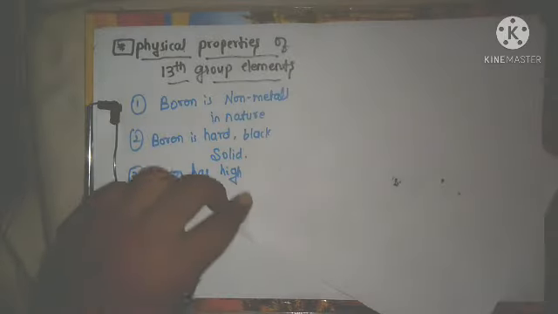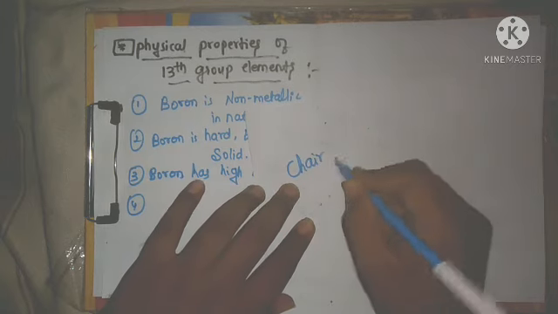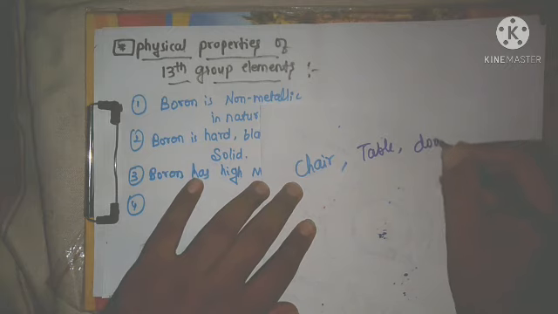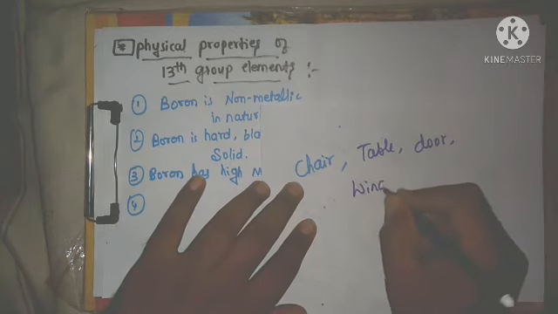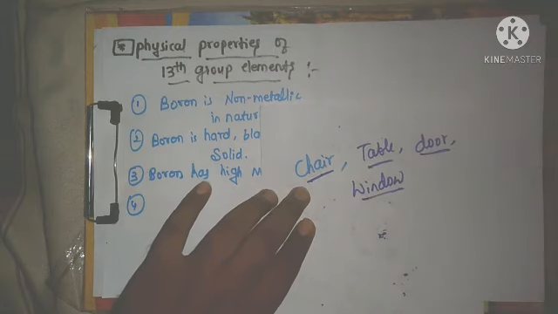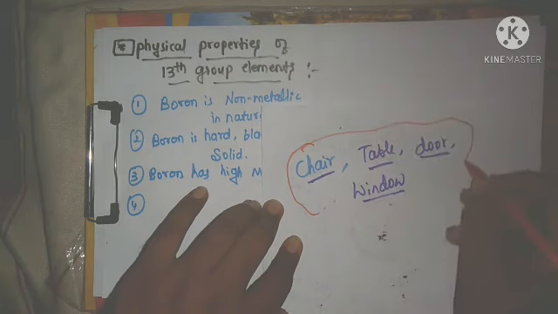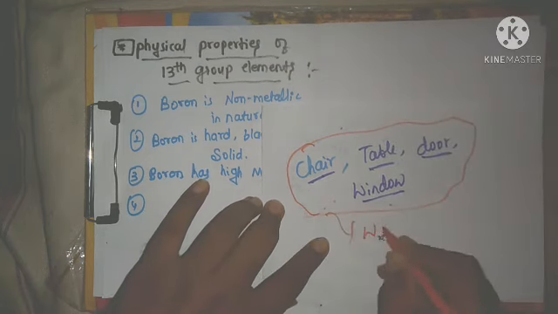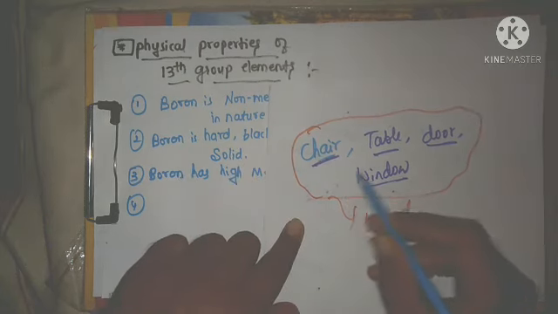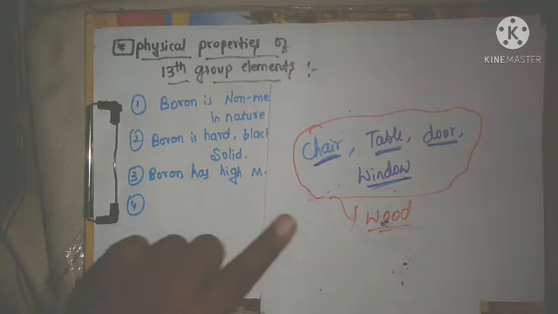Now just check what is meant by allotropy. For example, I will take chair, table, door, window. Just think that all are made up of only wood. Chair is also made up of wood. Table is also made up of wood. Door is also made up of wood. Window is also made up of wood.